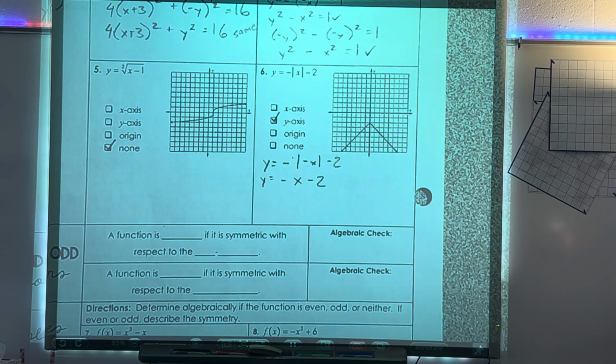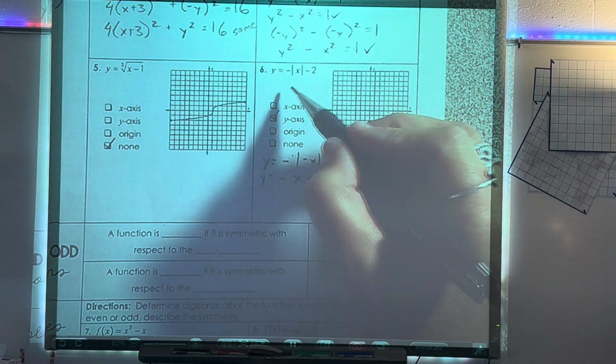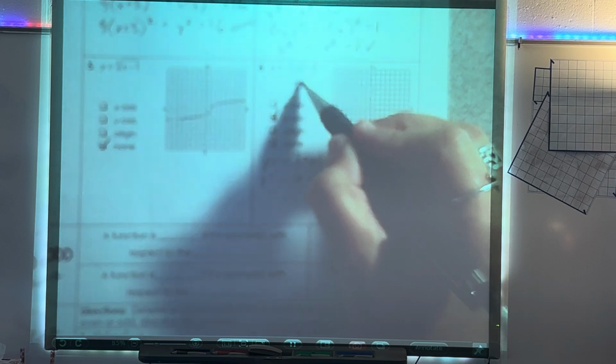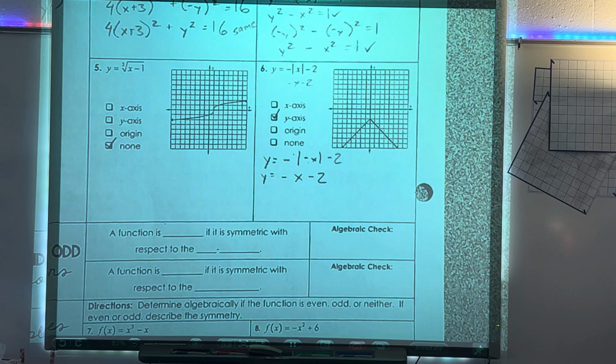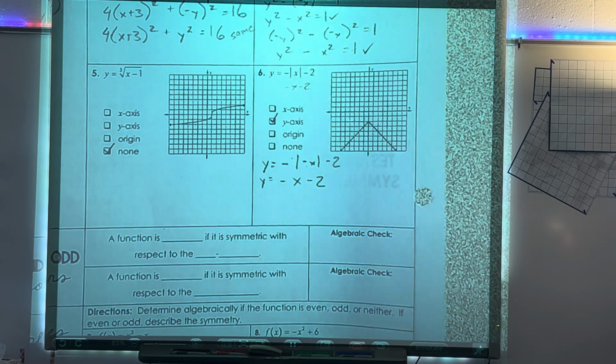You all okay there? And if you pulled this out, this would have been negative x minus 2, in which case they would be the same. You all okay there? All good? Okay.